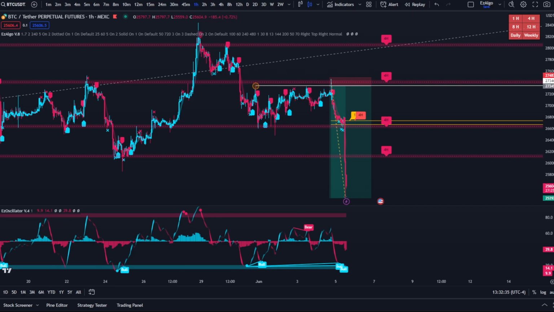This is the swing failure pattern strategy explained. Now, the swing failure pattern strategy is one of my favorites. It's one of the main trading strategies I use to profit in the markets. The great thing about this strategy is that it's real smart money concepts.